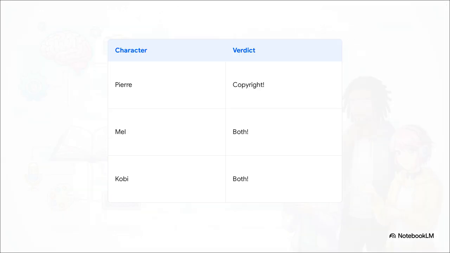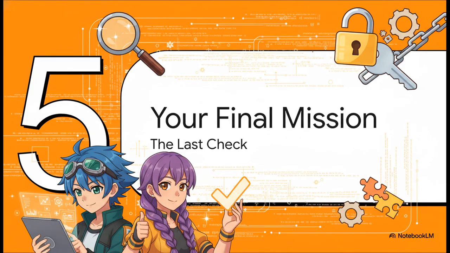And for our last three, Pierre is absolutely copyright. He used a copyright-free library and he gave credit. That's just perfect. Now, Mel is a bit of both. I mean, she's right, she won't get in trouble, but she doesn't need to be so worried. As long as you follow the rules we've talked about, it's totally fine. And Kobe is also a both. As the creator, he owns a copyright, and that gives him the power to decide to share his work for free if he wants to. It's totally his choice. You have all done an incredible job with that challenge.